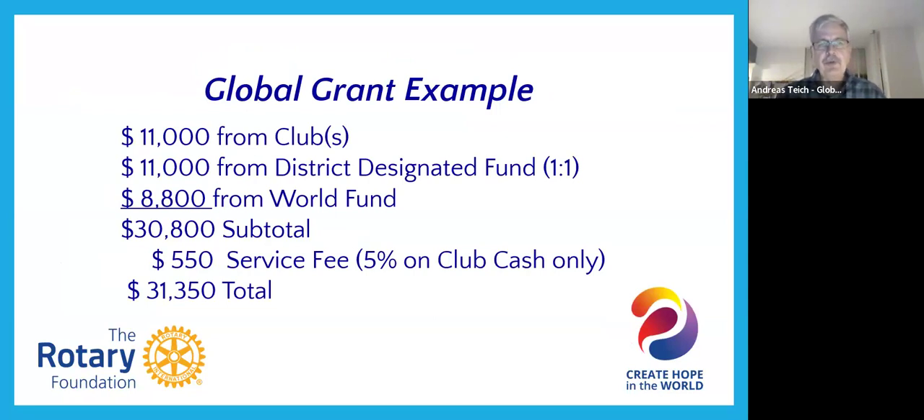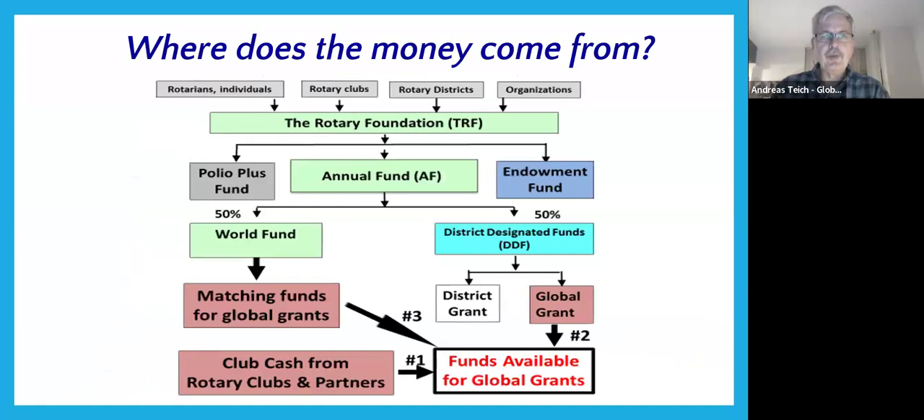Now, what we've discovered is really to do a $30,000 project, you need $11,000 because that's the way you get to 30 more easily. 10 doesn't do it. So 11 from the club, 11 from a district designated fund, 8,800 from World Fund, and then the 550 service fee on the club cash only. So a $30,000 project really is $33,350. Next. So where does the money come from?